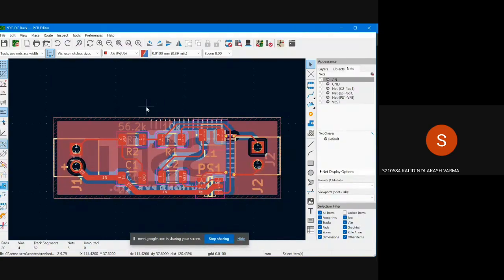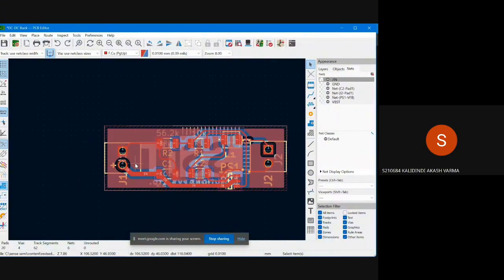This is the DC-DC buck converter. If you see, these are the power related tracks, and these are the signal related tracks. You can simply observe the width of the tracks. Power basically requires higher width. When we go for a lower width, there will be damage to the tracks. So we should maintain proper track width.